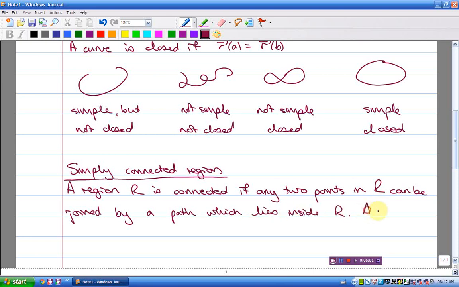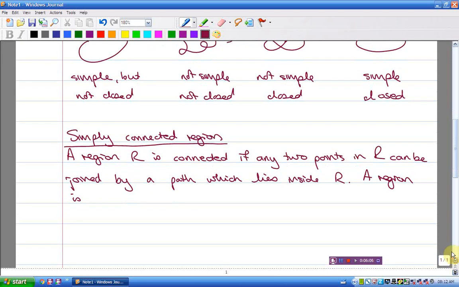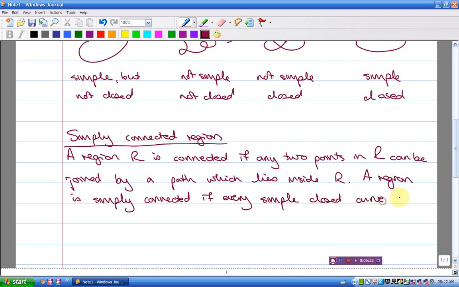Okay, a region is simply connected. So that's if it's connected. Simply connected if every simple closed curve, which we've just defined, in R encloses only points which are in R.